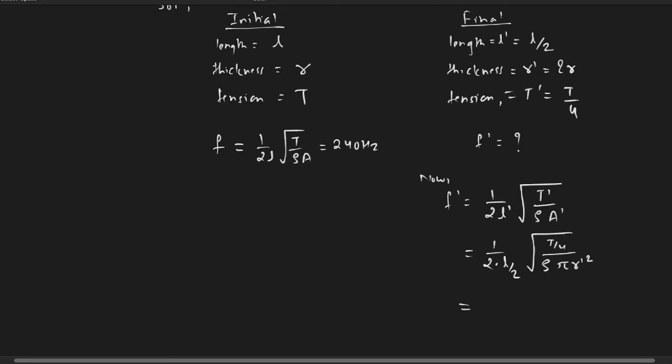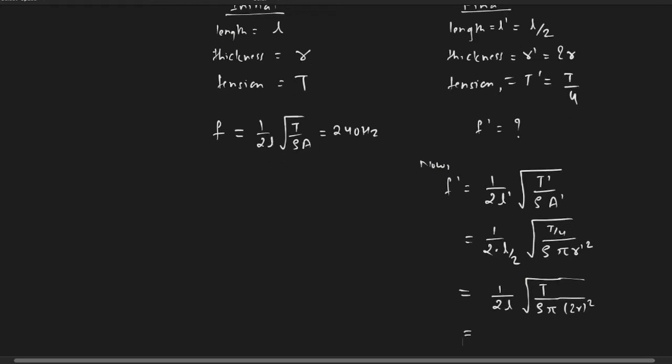equal to 2r, so pi density, R dash is 2r square.